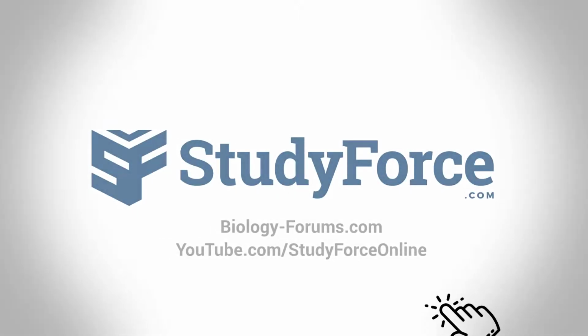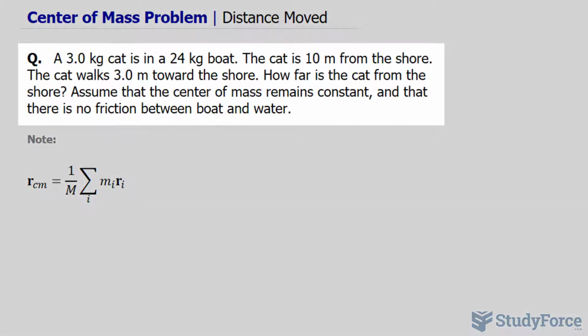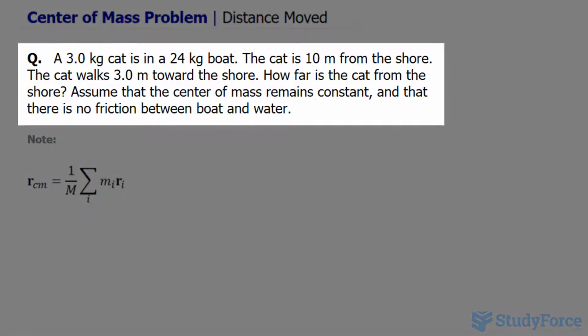In this lesson, I'll show you how to solve a center of mass problem. The question reads, a 3-kilogram cat is in a 24-kilogram boat. The cat is 10 meters from the shore. The cat walks 3 meters towards the shore. How far is the cat from the shore? Assume that the center of mass remains constant and that there is no friction between the boat and water.